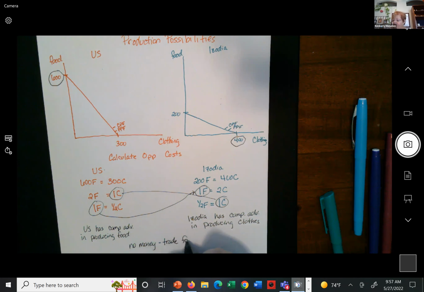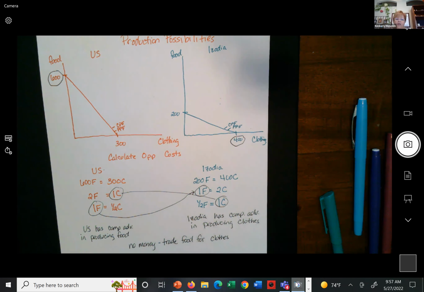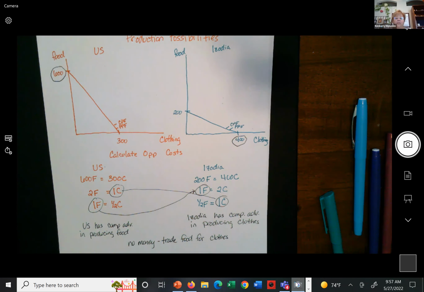Trade food for clothes, okay? So we need to come up with a terms of trade. A terms of trade is just how much food trades for how much clothing? Okay. And that terms of trade needs to make both countries better off.